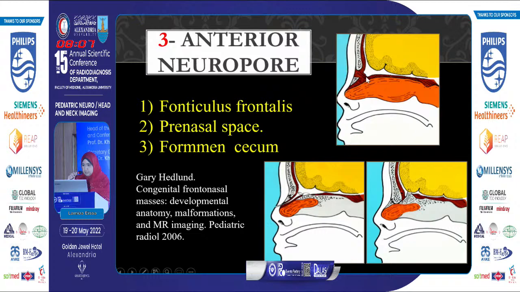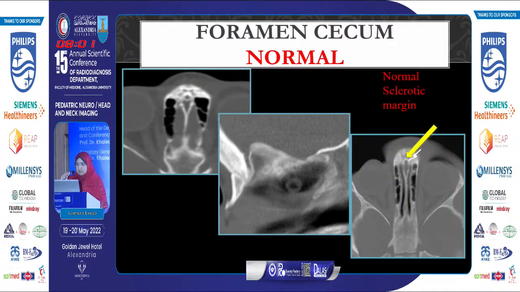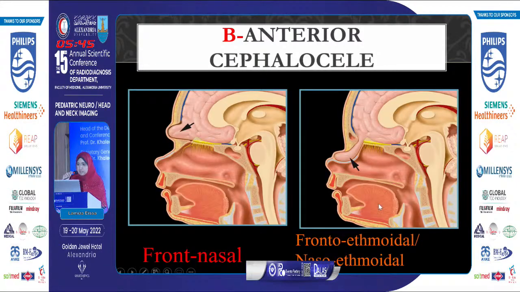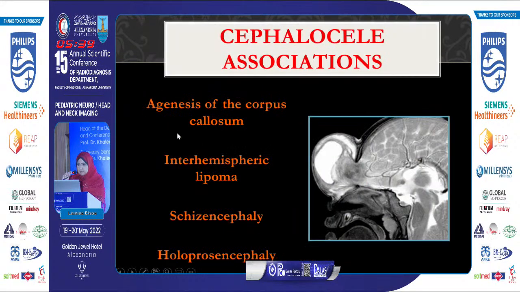The first variant which can be encountered is the foramen cecum. The normal appearance of the foramen cecum is to be narrowed like this, having sclerotic margin, and here it appears as a narrow canal, and here the sclerotic margin in more adult life. By MRI, it shows here as a sclerotic margin, and it is here ethmoidal and nasoethmoidal. So cephalocele here is extending in the prenasal space, and here it is extending through the fonticulus frontalis.